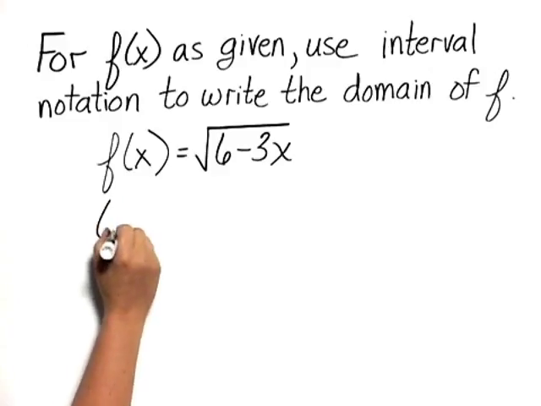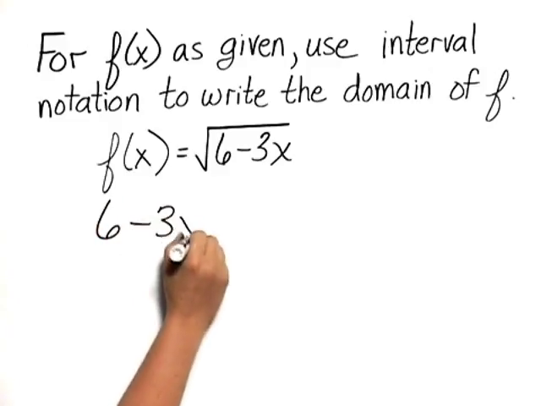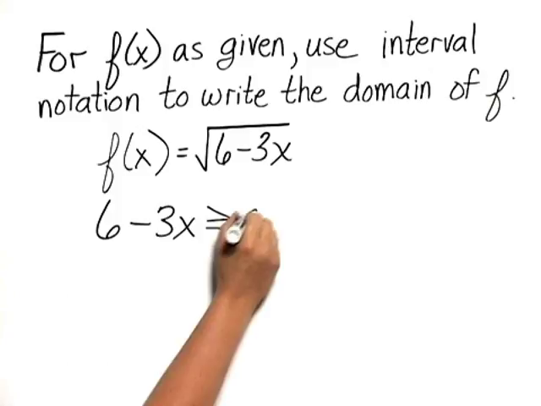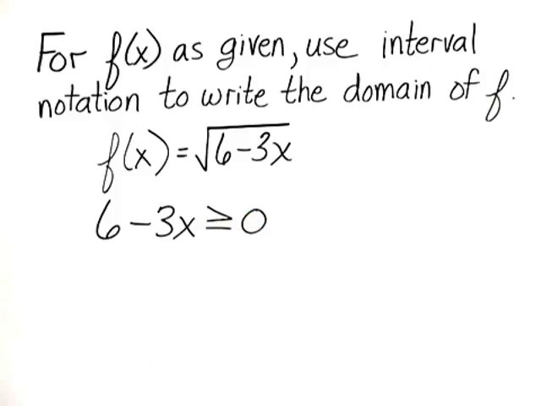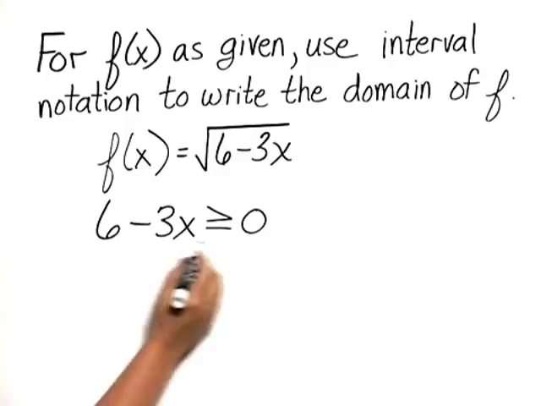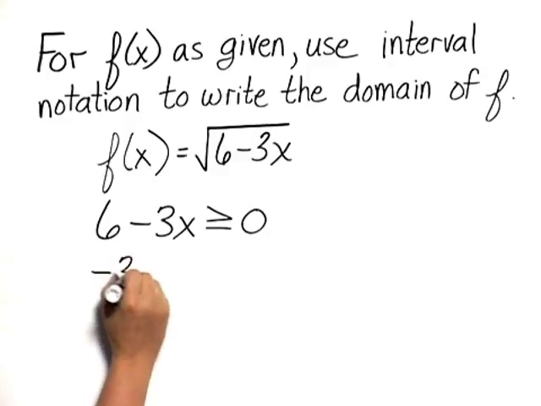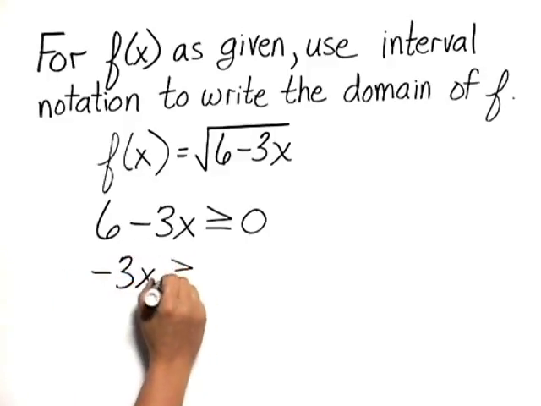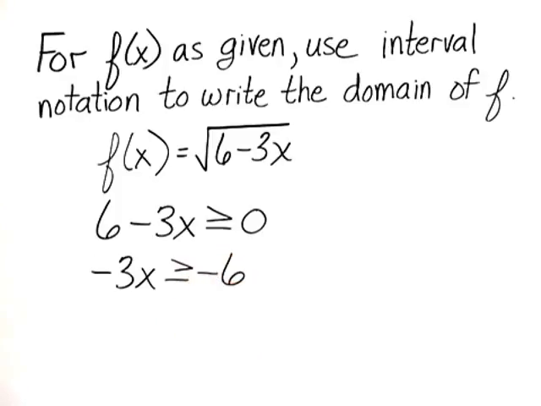So the numbers that make 6 minus 3x greater than or equal to 0 will be in the domain of f. To solve, we subtract 6 from both sides, and we get negative 3x is greater than or equal to negative 6. If negative 3x is greater than or equal to negative 6, dividing both sides by negative 3 and reversing the direction of the inequality symbol would give us x is less than or equal to 2.